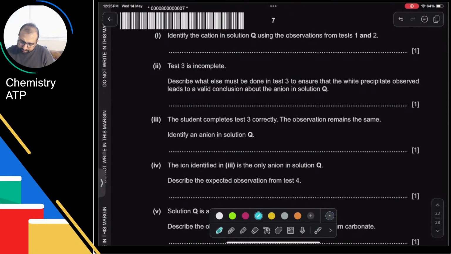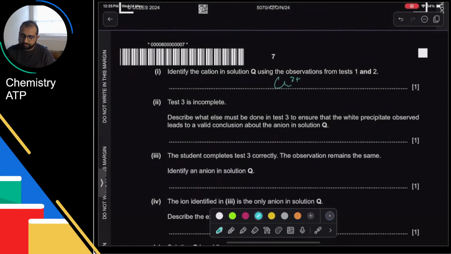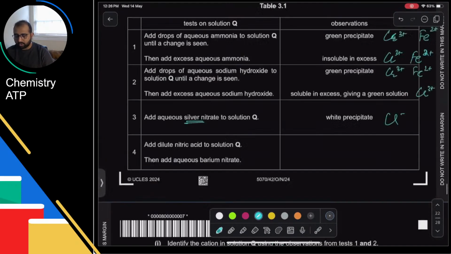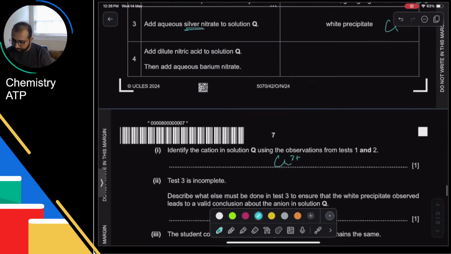Okay, identify the cation in solution Q using the observation. Okay, so the cation in solution Q is chromium 3, we've already seen it. See, when I'm already thinking while reading the question, I don't have to go back to it later on. So I would advise you to do that. When you're reading it, think and then write your observation. This is your exam paper. You have paid a lot of money for this. Write on the damn thing.